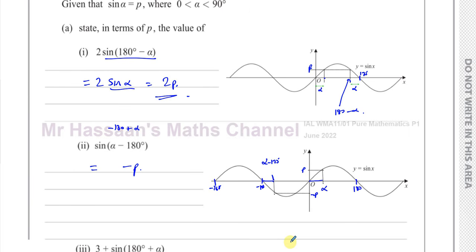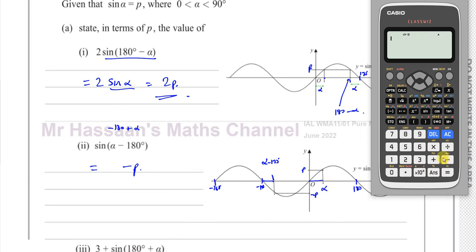And again, we can check to see if our answer is correct by using the calculator. As we said, sine 30 is equal to a half. So let's do sine of 30 minus 180. That's going to give you negative a half, which works out. So we can test it with a random acute angle to see if our answer actually makes sense.